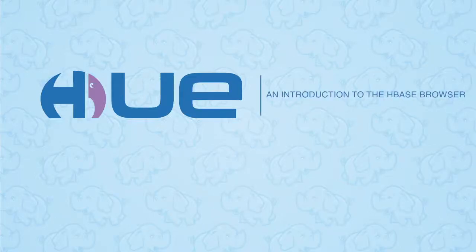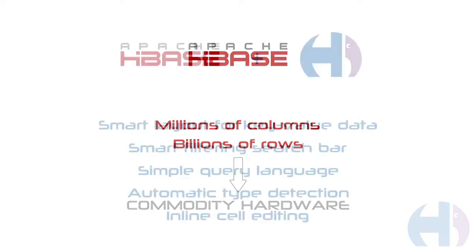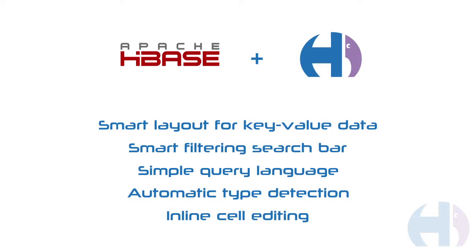My name is Kevin, and in this video we'll take a look at the new HBase Browser app added in Hue 2.5. HBase is a distributed database modeled after Google's Bigtable that supports millions of columns and billions of rows atop clusters of commodity hardware. Some of the app's key features include a smart layout for key value data, easy data retrieval through a smart filtering search bar, a simple querying language, automatic mime type detection, inline cell editing, and many more alongside standard database operations.